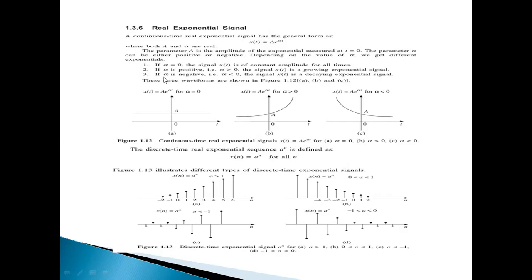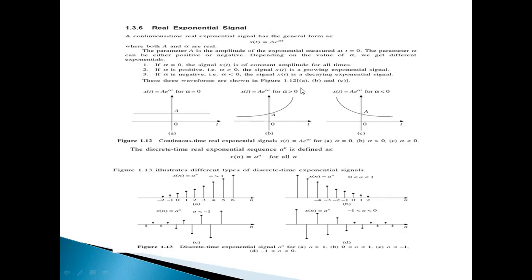Coming to the third case, alpha is negative, means alpha is less than 0. The signal x of t is a decaying exponential, means decreasing like this. Alpha is negative, means minus 2, minus 1, and so on. It is decaying from negative values to 0. At 0, the value is A here.